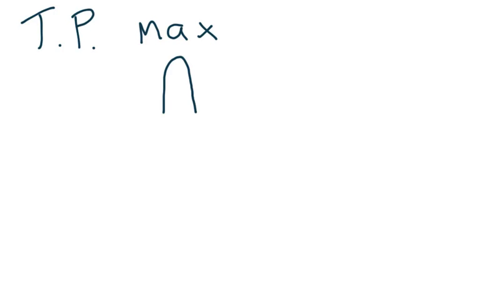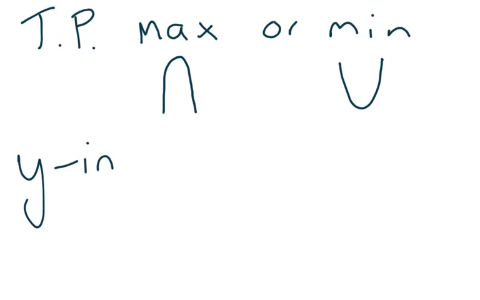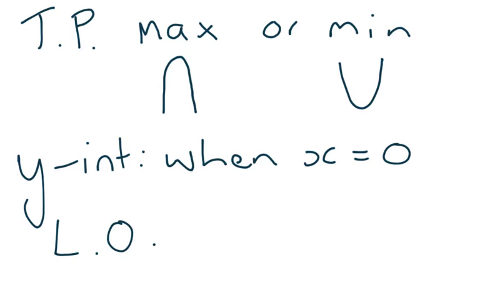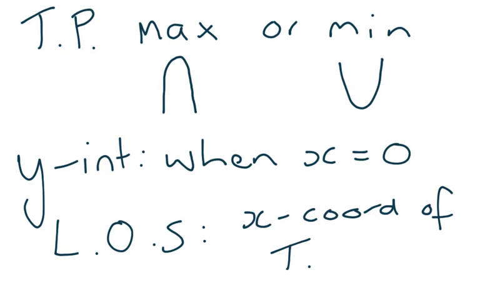Okay, so let's just recap what we need to be able to sketch quadratic functions. So we should always have the turning point, and you need to state whether it's a maximum, which is a graph that looks like this, or a minimum, which is a graph that looks like this. We need the y-intercept, and that happens when x is 0. And we also need the line of symmetry, which is the x coordinate of the turning point.